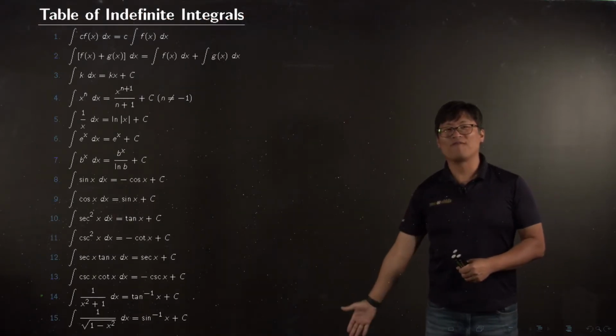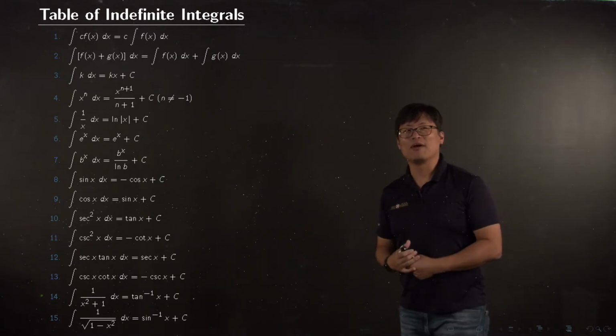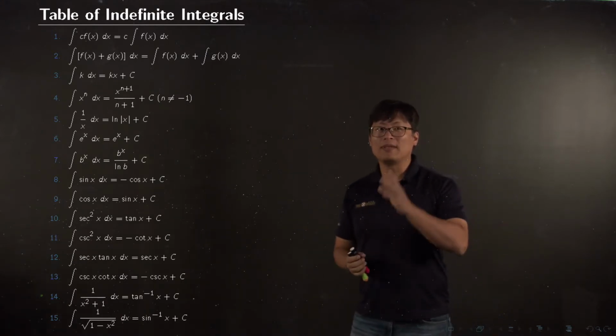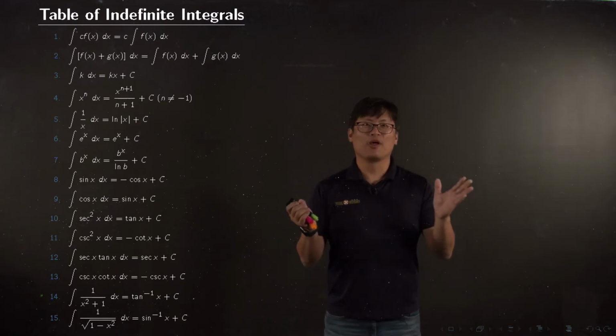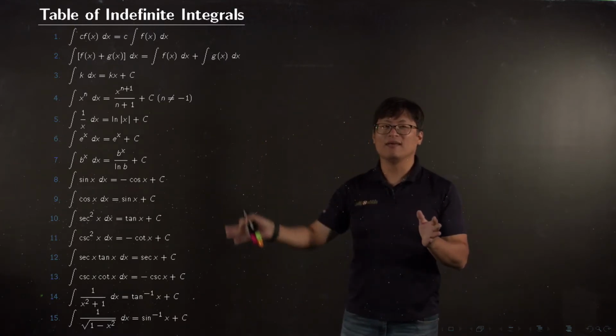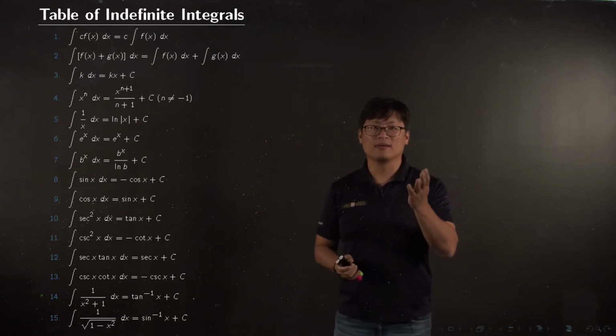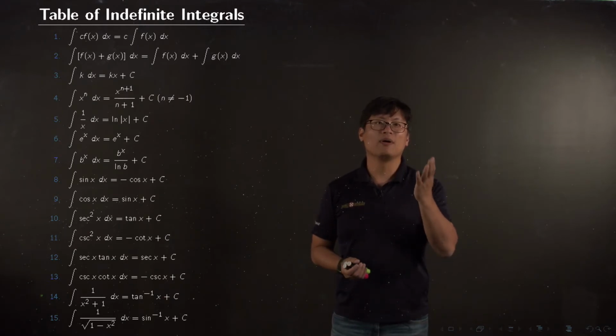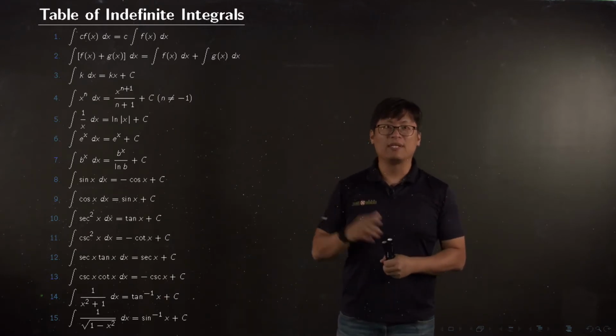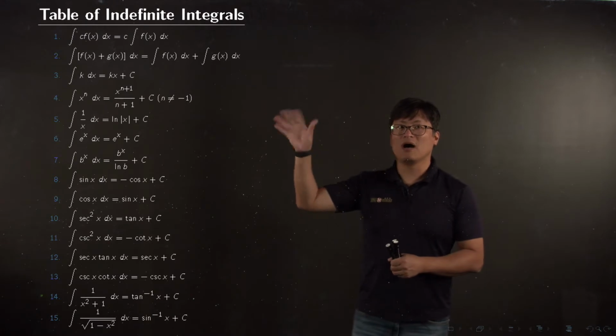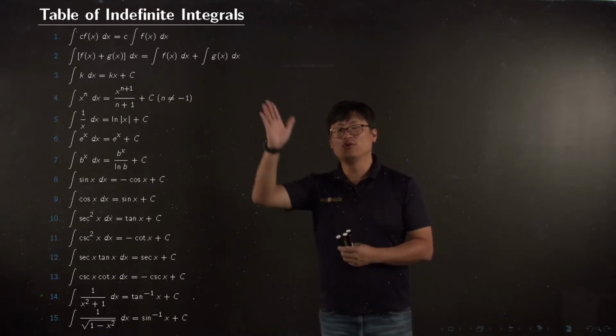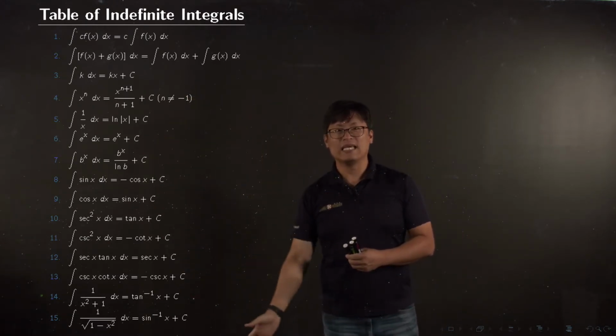Wow, we have 15 items in this table, right? It's too much, but let me tell you some good news: you don't have to worry about that, because these are exactly the same as the items in the table of derivatives, okay? Same thing, but it is just the opposite operation, so you can get hold of this easily, okay?